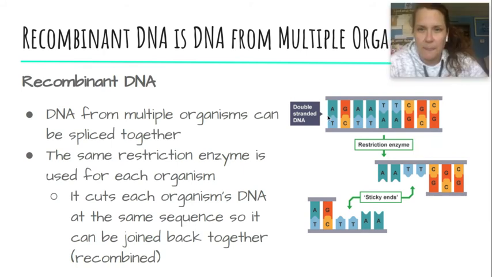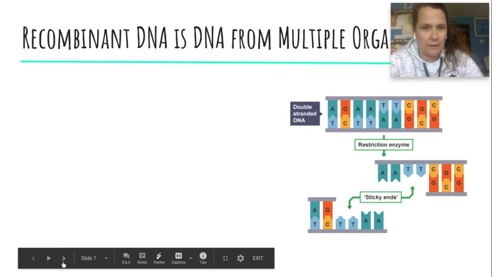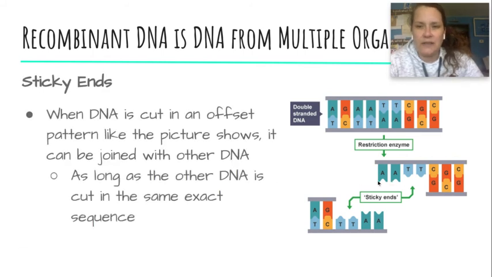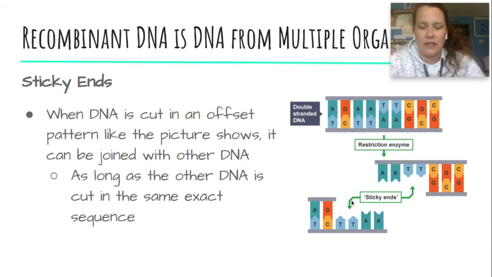If I move this right here, this is the double strand, this is DNA. It's cut at a particular site on this DNA right here and this other piece of DNA right here. And then you can see that they will join perfectly together. Yay, recombinant DNA. They call those ends sticky ends. When the DNA cut is an offset pattern like this, kind of looks like a step almost, it joins together. As long as the other DNA is cut in the exact same sequence, those sticky ends will join together.